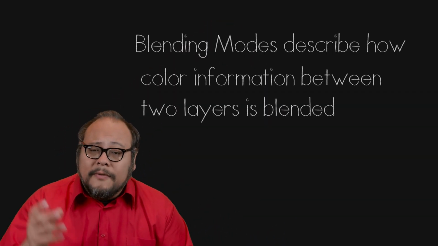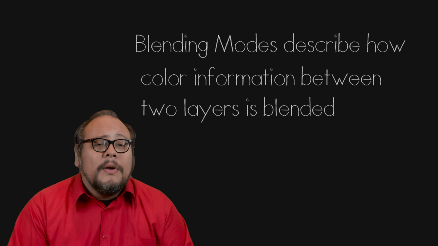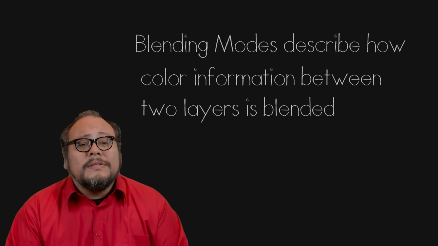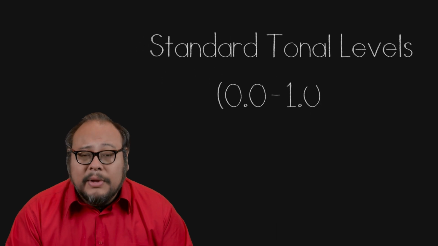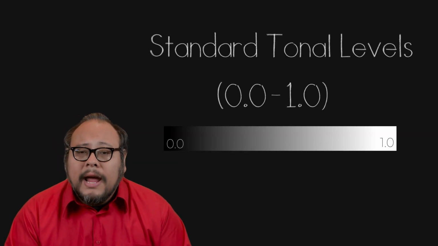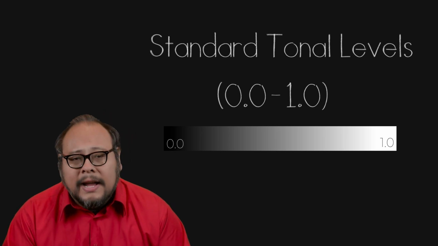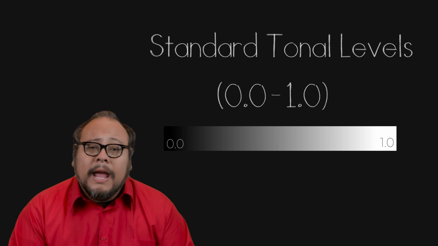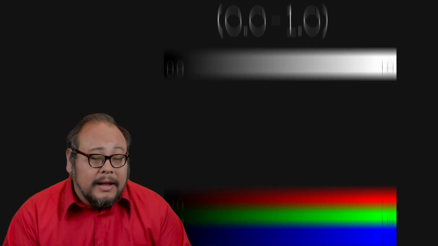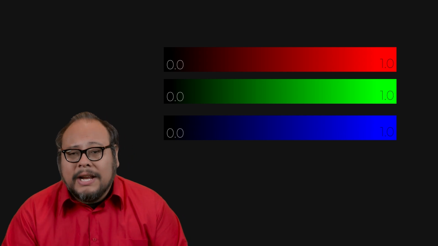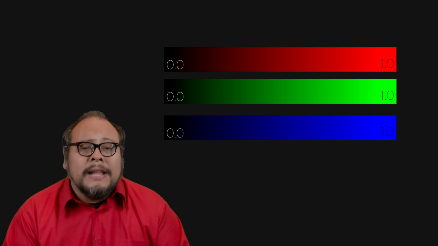Well, blending modes is how we take the pixel information from one layer and blend it with the pixel information of another layer. For this, we are going to standardize our tonal levels between 0 and 1. 0 being no value and 1 being full value. If we were working in grayscale, 0 would be black and 1 would be white. In RGB, 0 is no value in that specific color channel, and 1 is the full value in that channel.